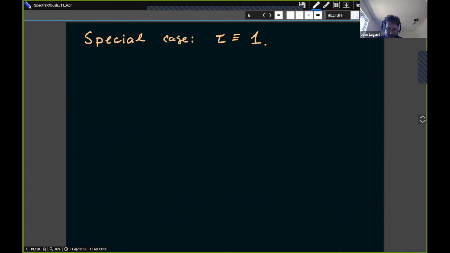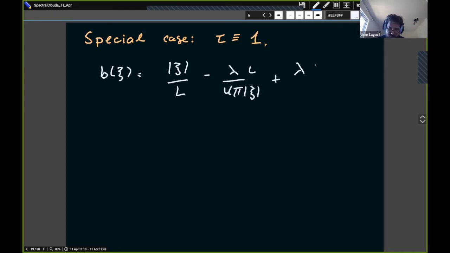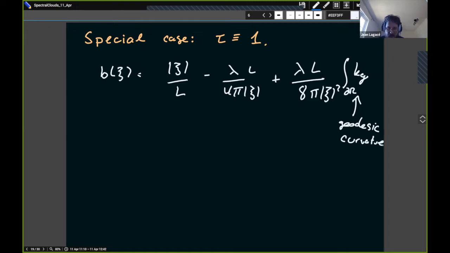And in the special case where tau equals 1, the symbol B(ξ) will be ξ over L, this will be the length, minus lambda over 4π ξ L. And what's important here is that this term has the integral on the boundary of the geodesic curvature. And again, plus lower order terms.